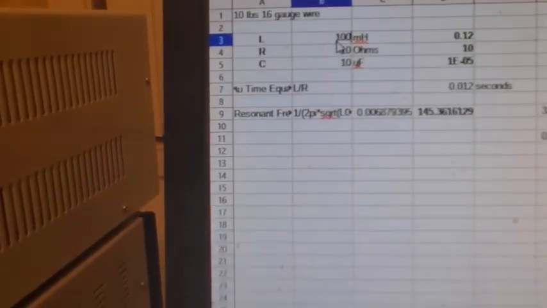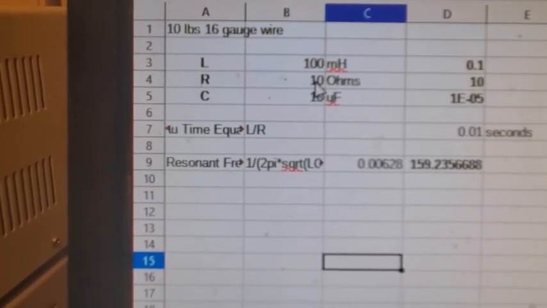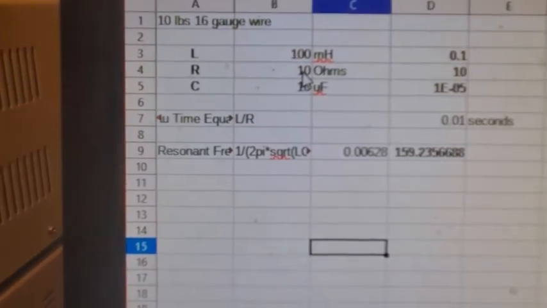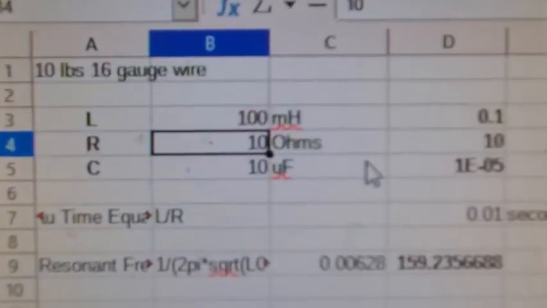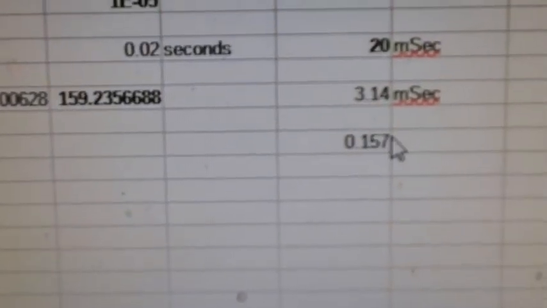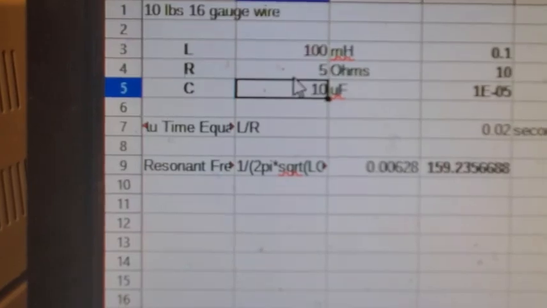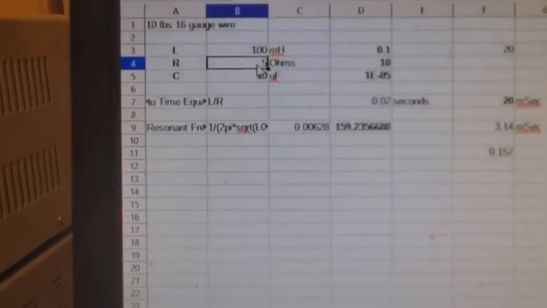But another thing you can do is say, well, let's use wire with half the resistance and put the same number of winds on to get to 100 millihenries. So now we make that 5, and this is now 0.157. So the resistance is not going by the square root. The resistance is going directly one for one. The resistance was halved. This ratio was halved. Let's put it back to 10.